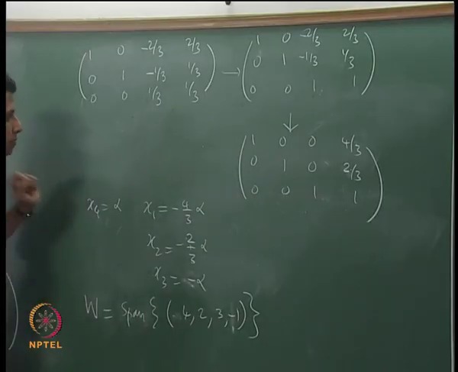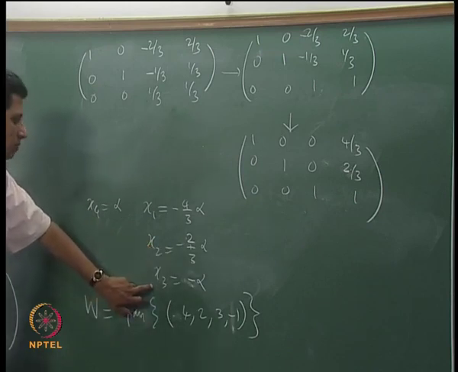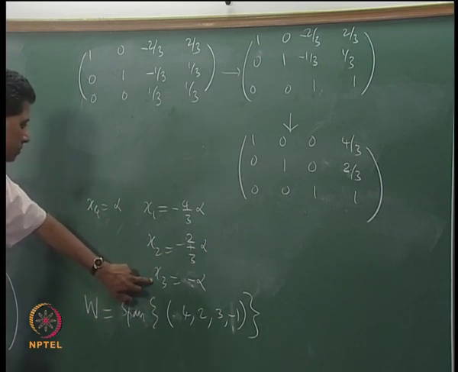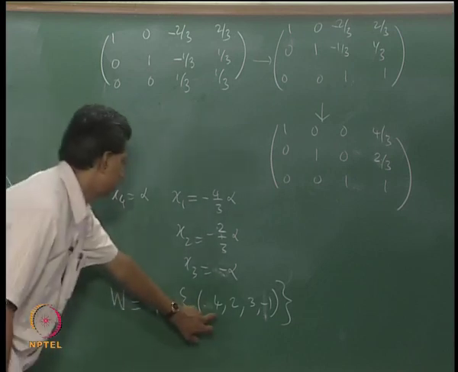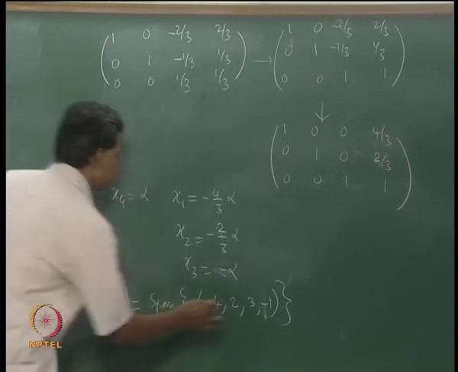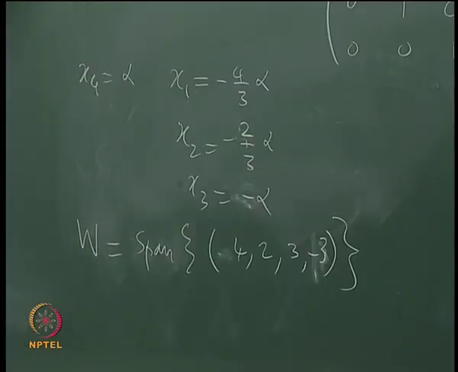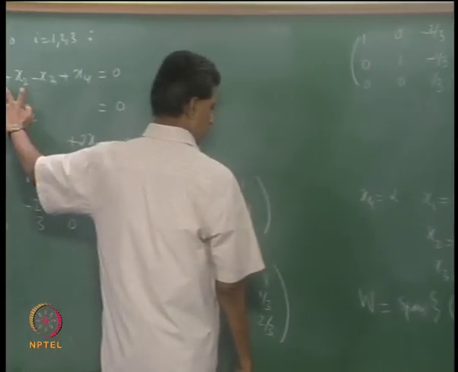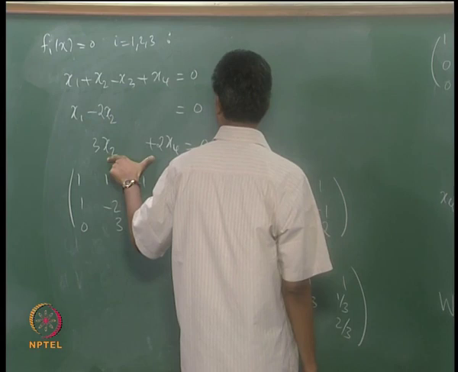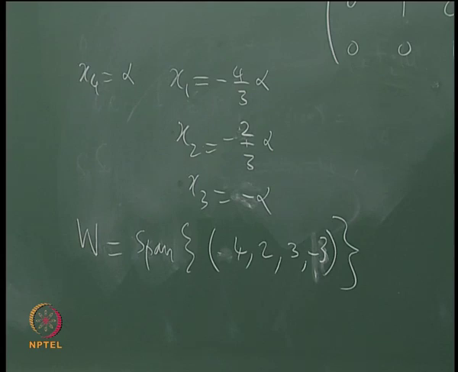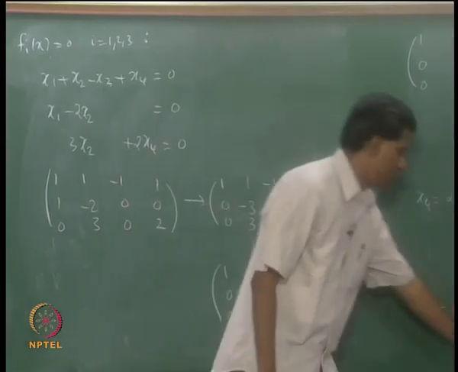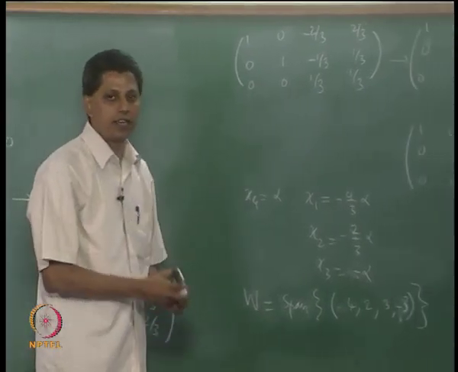I am multiplying by 3. I am multiplying by minus 3. Minus 3. Okay. 6 minus 3 minus 3, x1 minus 2 x2, 3 x2, that is 6 minus 6 is 0. So this is the subspace W, which is annihilated by these three functionals. Okay. Again, it is only solving homogeneous systems. One more problem where we will determine the annihilator.